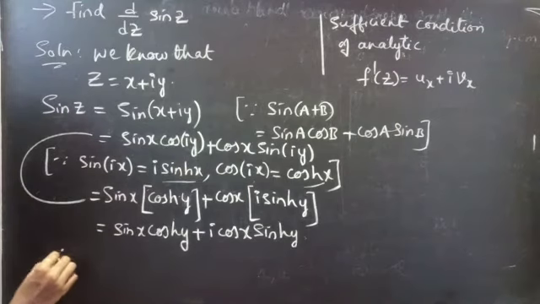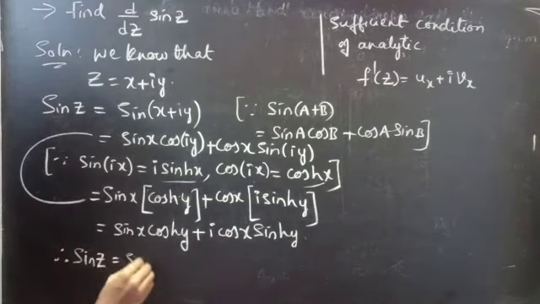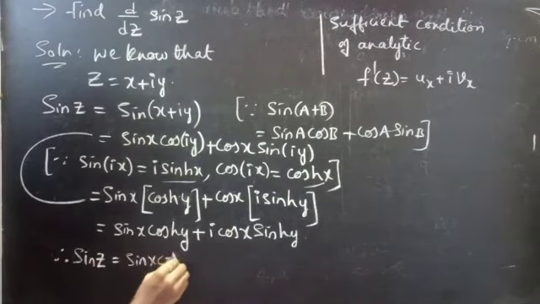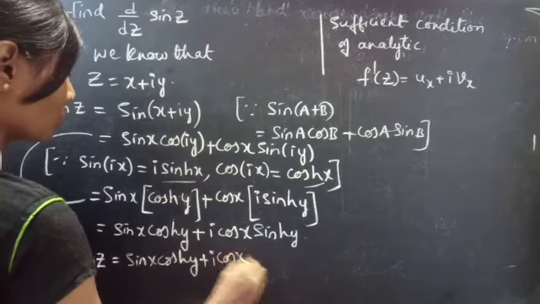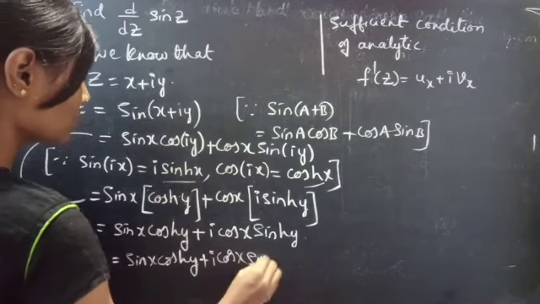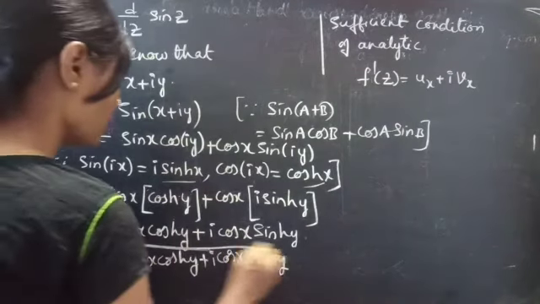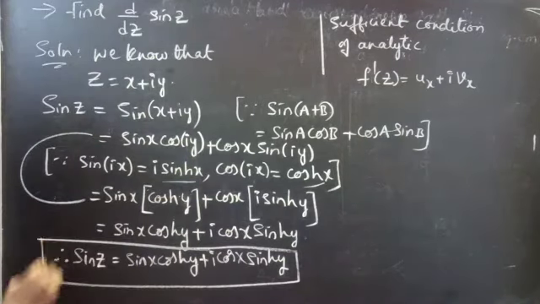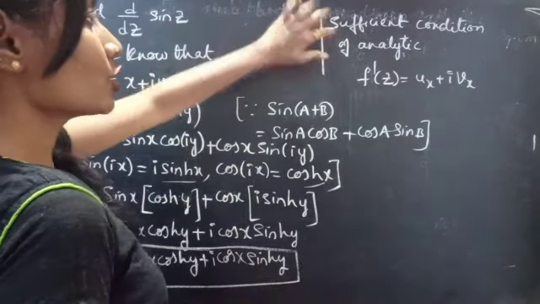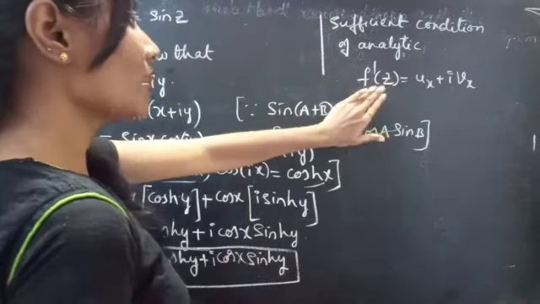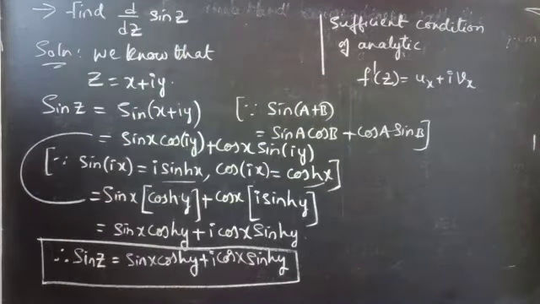Therefore, sine z equals sine x cosh y plus i into cos x sinh y. So we are having sine z. Now we'll use the sufficient condition of analytic, that is f dash of z equals u x plus i v x.